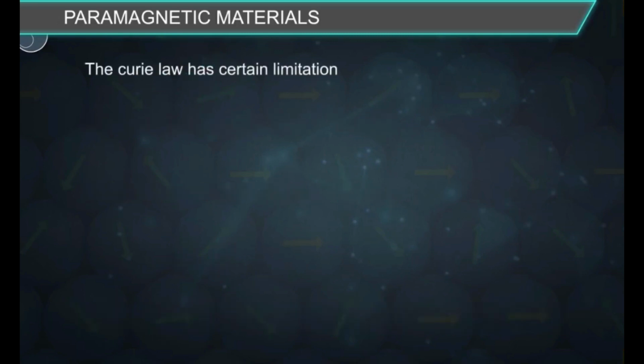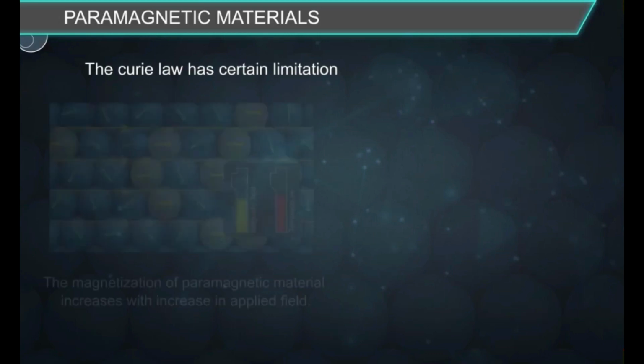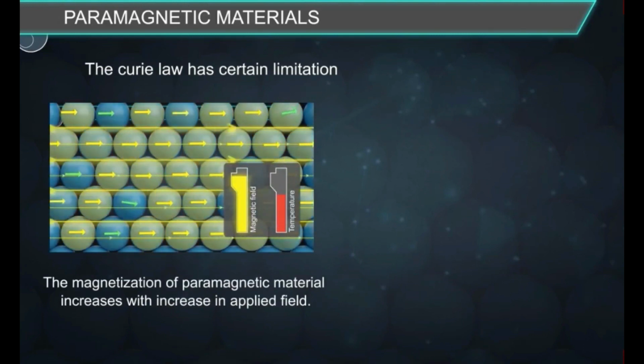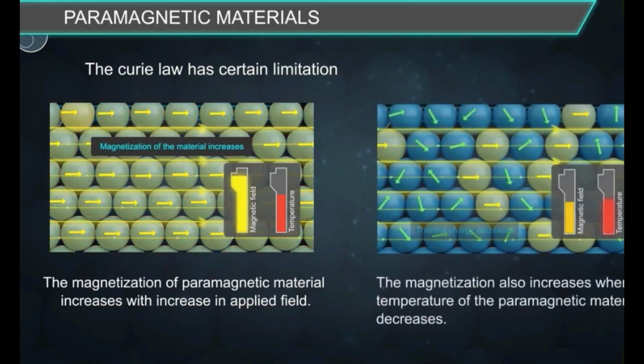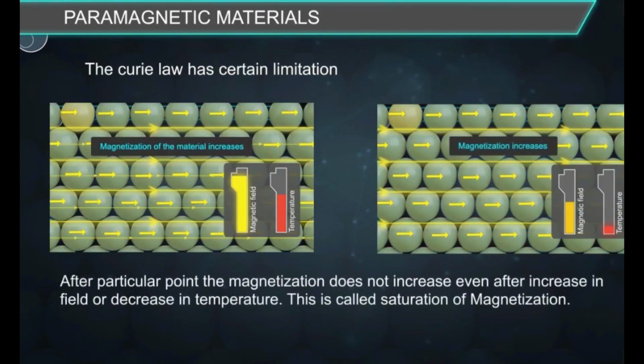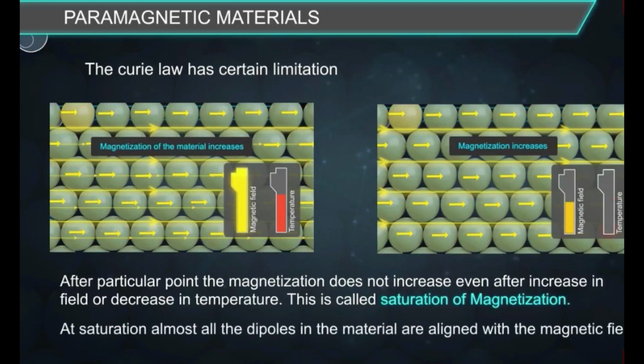The Curie law has certain limitations. Let us discuss them. Earlier we have learned that the magnetization of paramagnetic material increases with increase in applied field. The magnetization also increases when the temperature of the paramagnetic material decreases. In both of these cases, after a particular point, the magnetization does not increase even after increase in field or decrease in temperature. This is called saturation of magnetization. At saturation, almost all the dipoles in the material are aligned with the magnetic field.